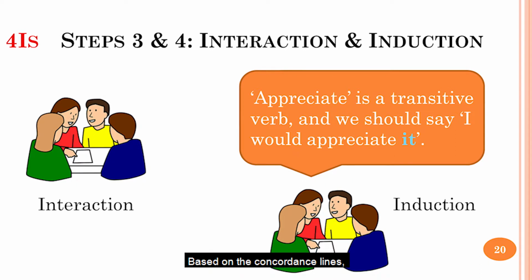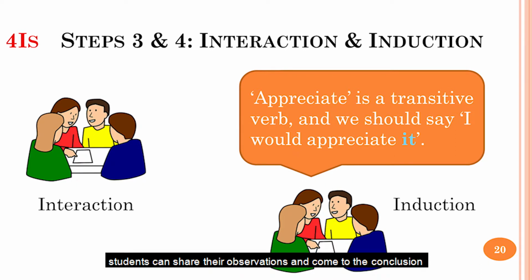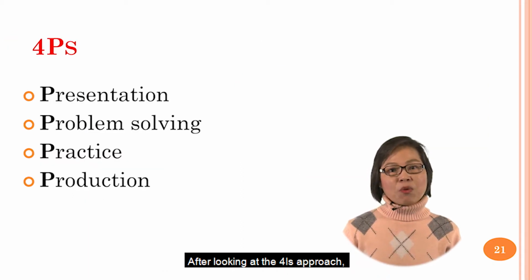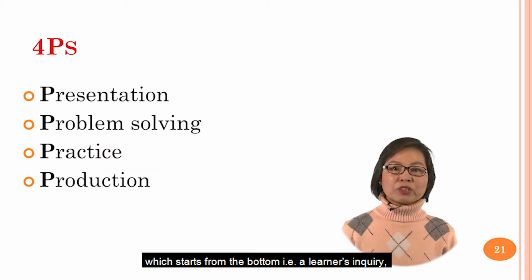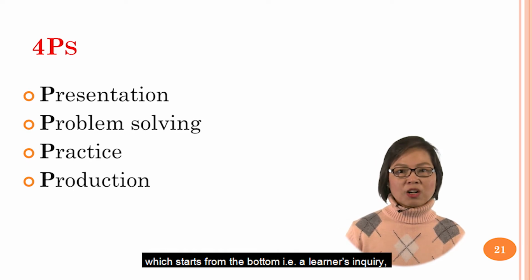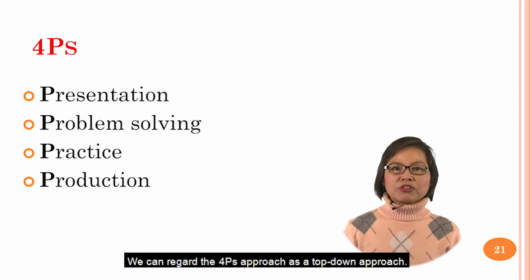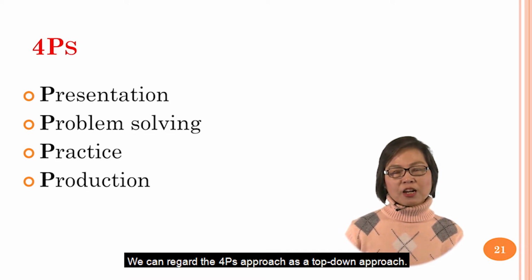Based on the concordance lines, students can share their observations and come to the conclusion that appreciate is a transitive verb, and we should say, "I would appreciate it." After looking at the 4 I's approach, which starts from the bottom, that is a learner's inquiry, we will now turn to 4 P's. We can regard the 4 P's approach as a top-down approach.